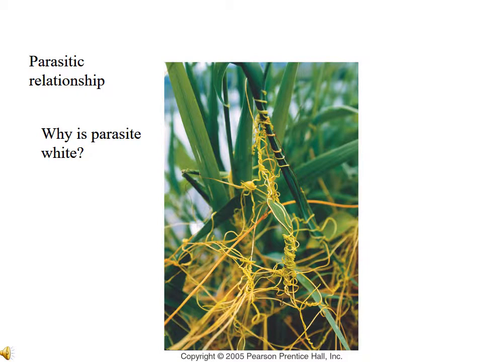In a parasitic relationship, of course, one organism will take advantage of another organism. In this case right here, we see this parasitic vine basically choking off this green plant. Now, the parasitic vine does not have the chloroplast for making sugar. So instead, the vine basically utilizes the food that's being produced by the other green plant.